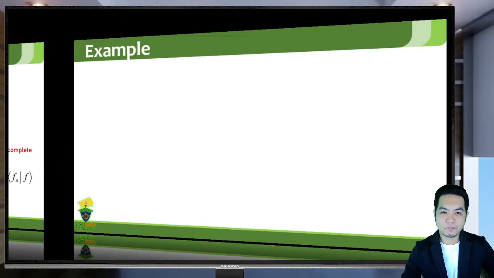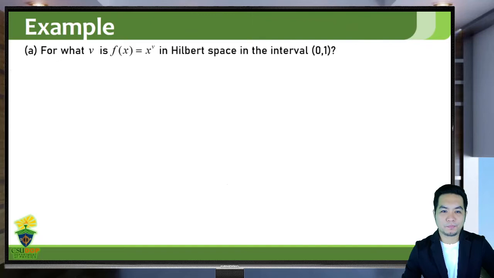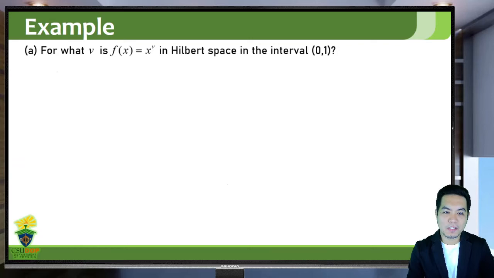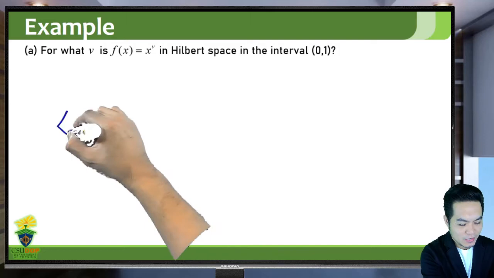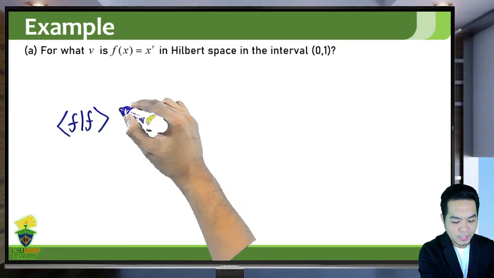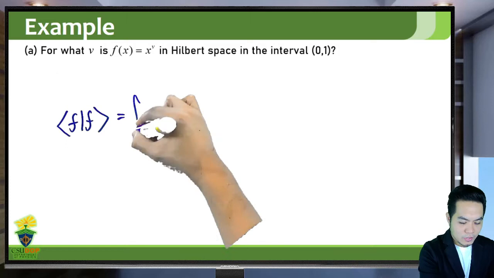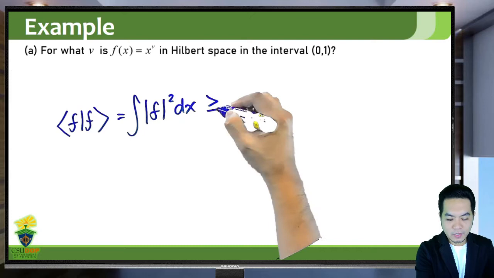So let's have a simple example. For what value of v is the function f equal to x to the v in Hilbert space in the interval 0 to 1? The definition is that if your function is in Hilbert space, the inner product with itself should be greater than or equal to 0. That's our condition. This can also be represented by an integral: the integral of the absolute value of f squared dx must be greater than or equal to 0. This must be positive in order for it to be in Hilbert space.